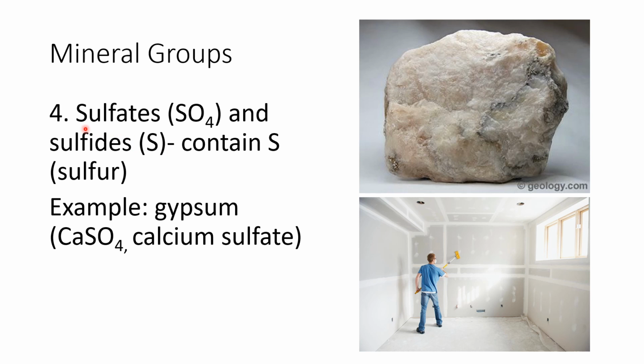Our fourth mineral group is the sulfates and sulfides. These are sulfur-containing minerals. So sulfates have this SO4 molecule, and sulfides just have a regular old sulfur atom in them somewhere. An example that we have is gypsum, this mineral right here. Gypsum is calcium sulfate, and gypsum is a very major component of the drywall that you use to build houses.